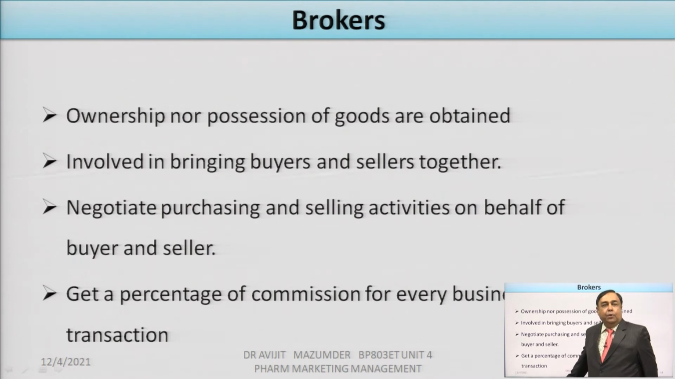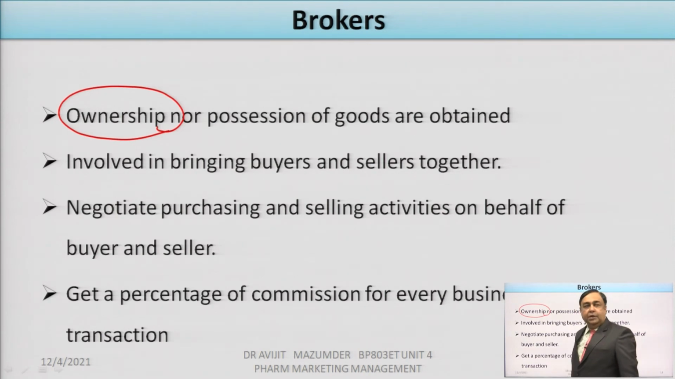Next is the broker. Ownership, not the possession. They take the ownership, but they do not take the possession of the items. Their only role is just to bring the two groups closer, that is the buyers and the sellers, in contact with each other. They negotiate the process of purchasing and selling activities on behalf of the buyers and sellers.